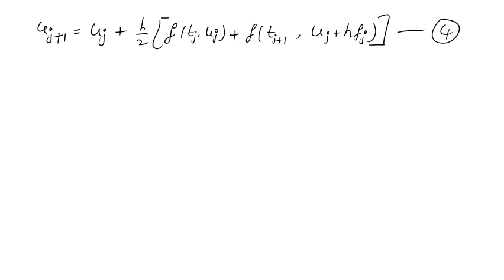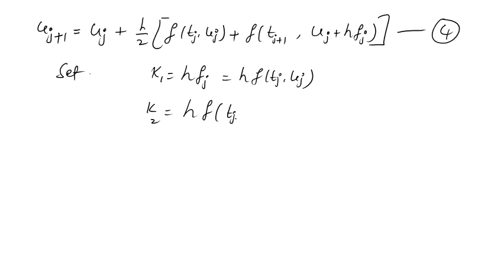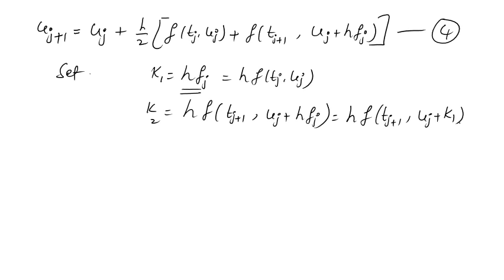Take this as 4. Now, to simplify this formula, set k1 equal to h into f_j, that means f(t_j, u_j), and k2 equal to h into f(t_{j+1}, u_j + h f_j). That is equal to h into f(t_{j+1}, u_j + k1), since h into f_j is the k1 value. Then 4 implies what?